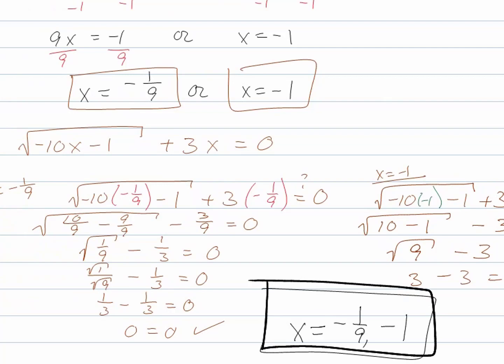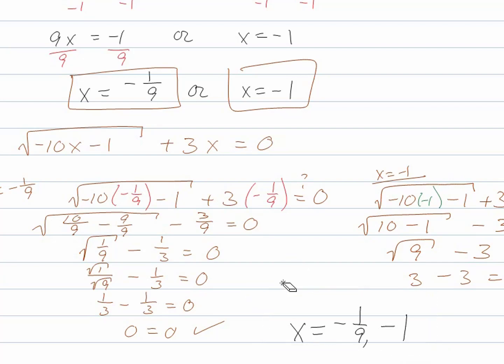Okay, so that's the general strategy for these problems: get that square root sign by itself. If you can, square both sides and just kind of go to town from there.